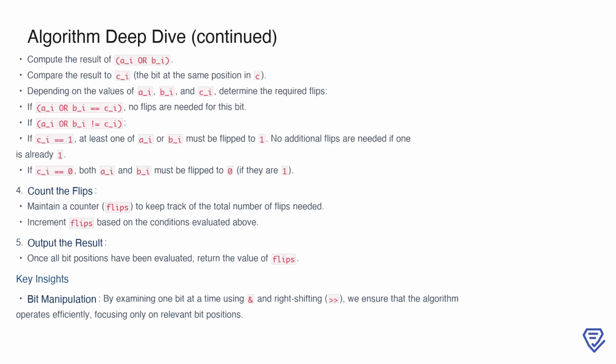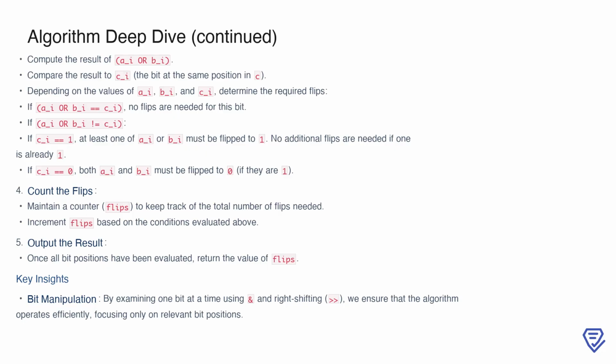At each bit position, we compute the result of A_i OR B_i, using the isolated bits A_i and B_i from A and B. This result is then compared to the corresponding bit in C, denoted as C_i. If the condition A_i OR B_i equals C_i is already satisfied, no flips are needed for that bit. However, if the condition is not satisfied, we analyze the situation further.